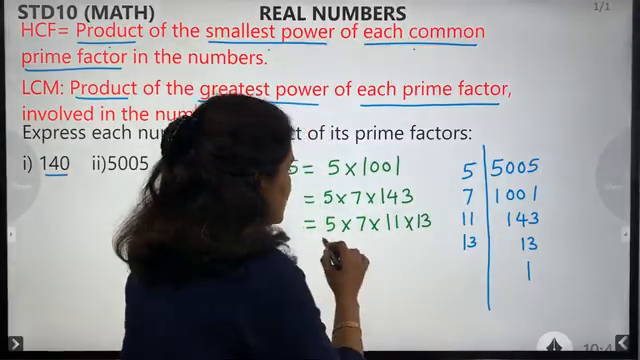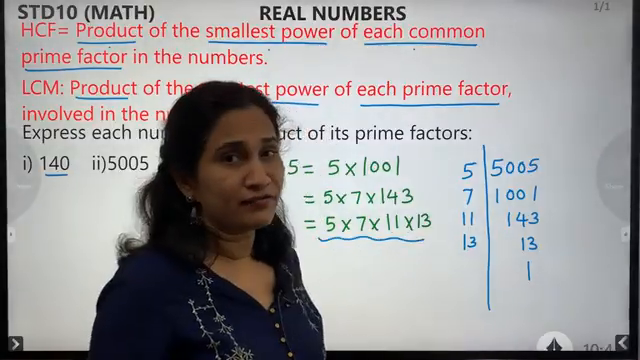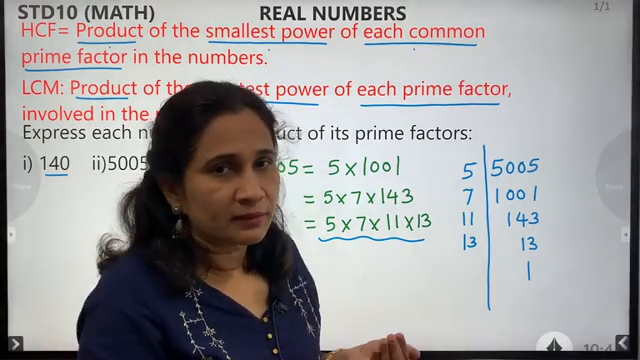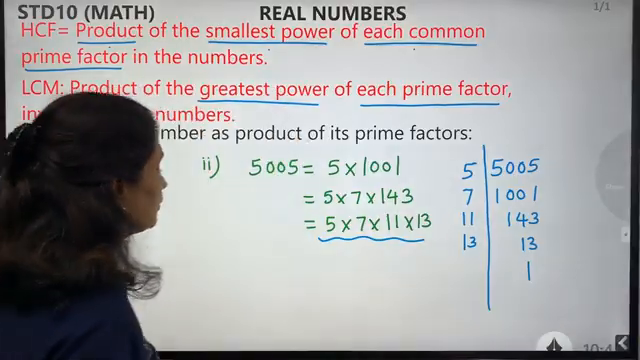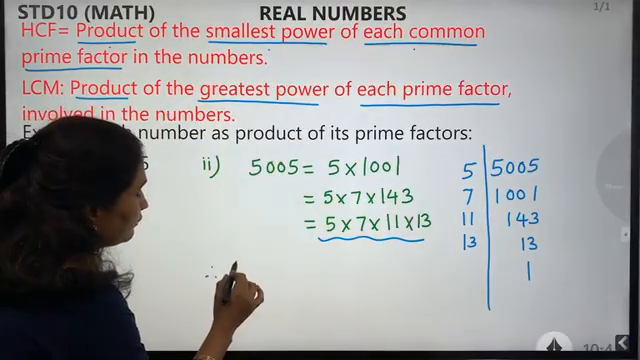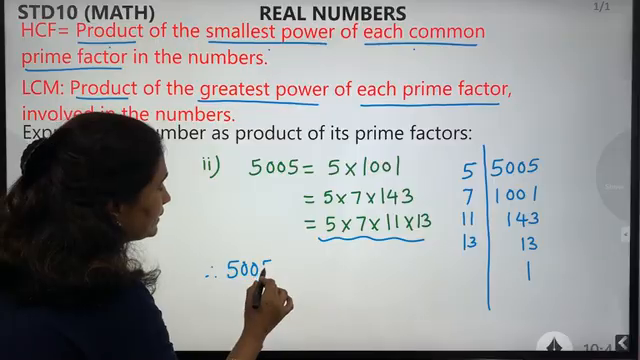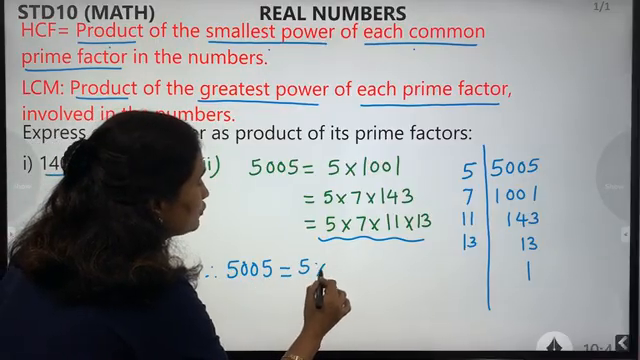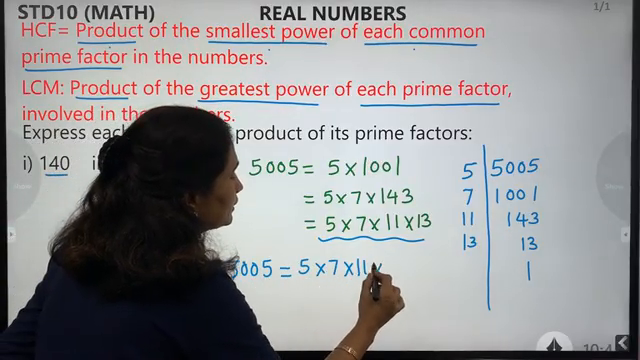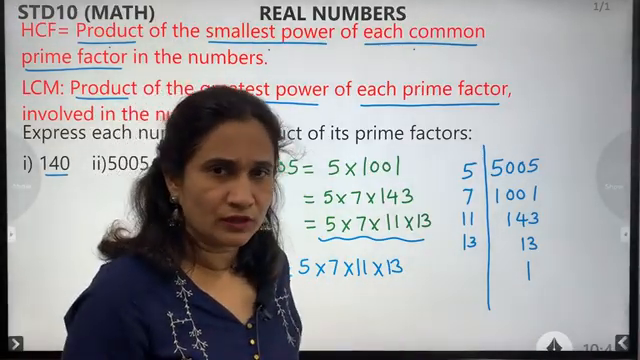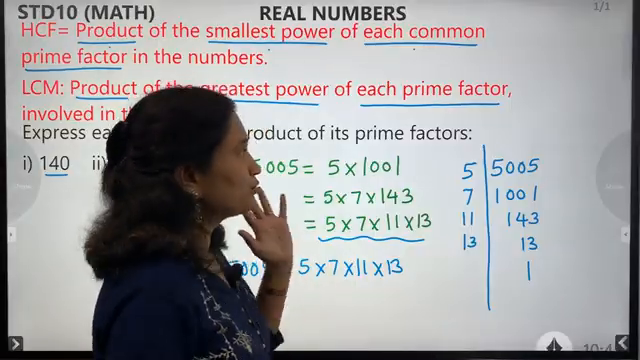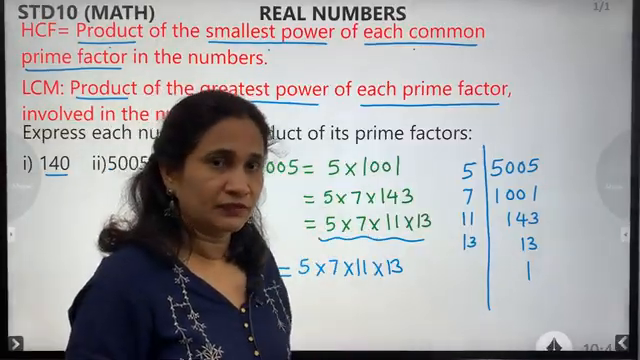Now when I see these factors, children, all are different factors. So there is no greater power of 1 or lesser, nor are any of the numbers repeated. So how do I write? Therefore 5005 is equal to 5 into 7 into 11 into 13. So it is just all plain numbers there, none of the numbers are repeated. So this is how you do the prime factorization of the given numbers.